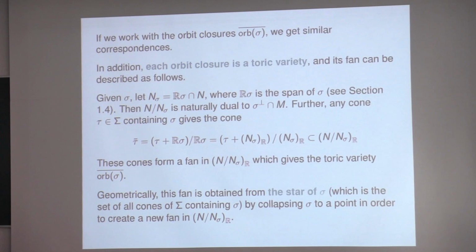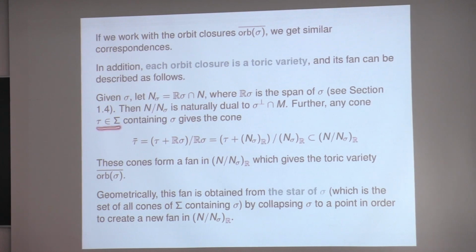Then what you do is the following. Given any cone in capital sigma containing the lowercase sigma that we have fixed, what are we doing again? We have a lowercase sigma, we are taking the corresponding orbit, we are taking closure, we get a toric variety, and we are trying to say what the fan is. Then take the cones that contain lowercase sigma. Can be a bunch of them. If my original cone sigma was 0, I will be putting here every single cone in the fan.